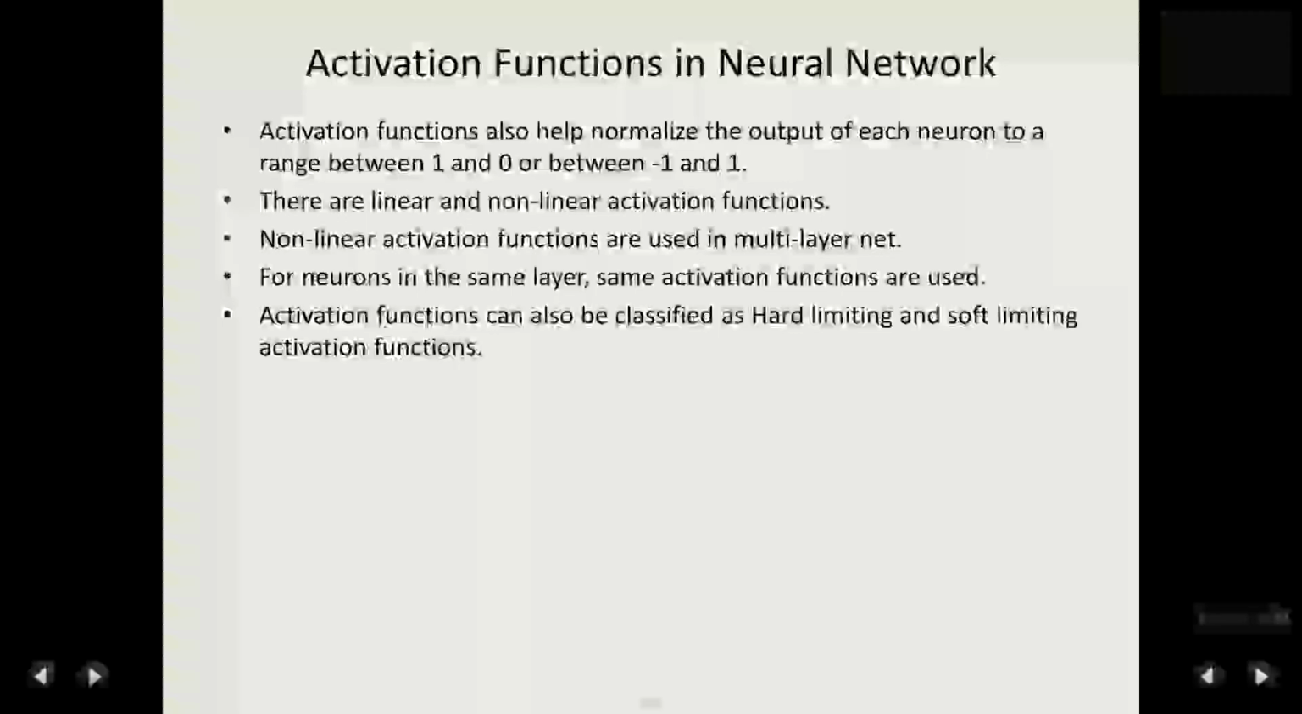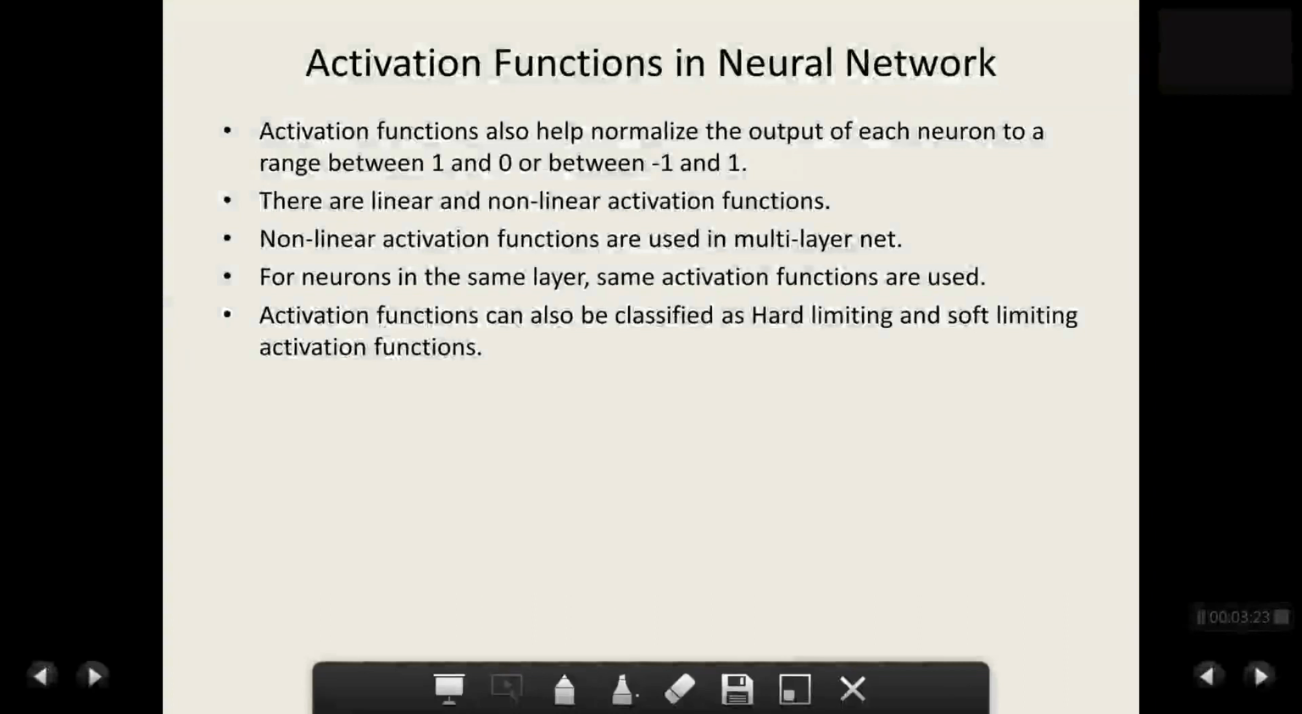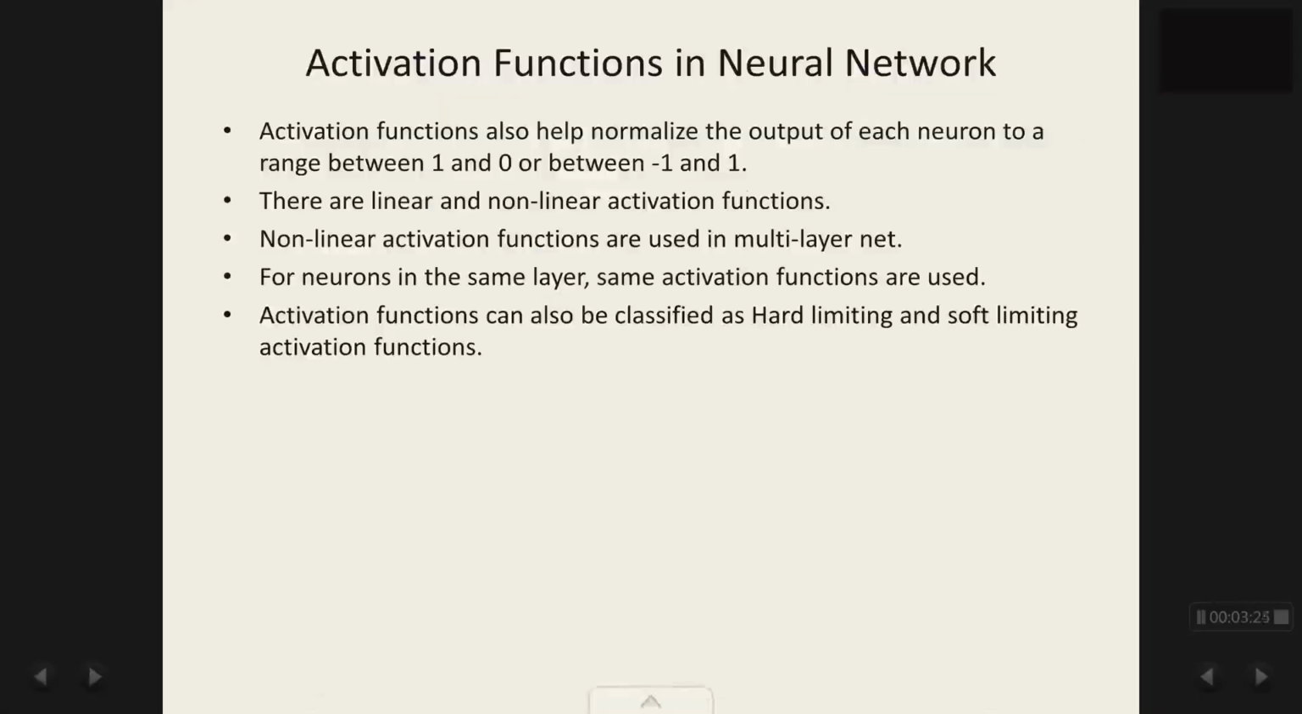Activation functions usually help us to normalize the output to between 0 and 1, or between minus 1 and 1. This is not always the case, but in most neural networks, the output is expected to lie between 0 and 1 or between minus 1 and 1. But this is not always the case.